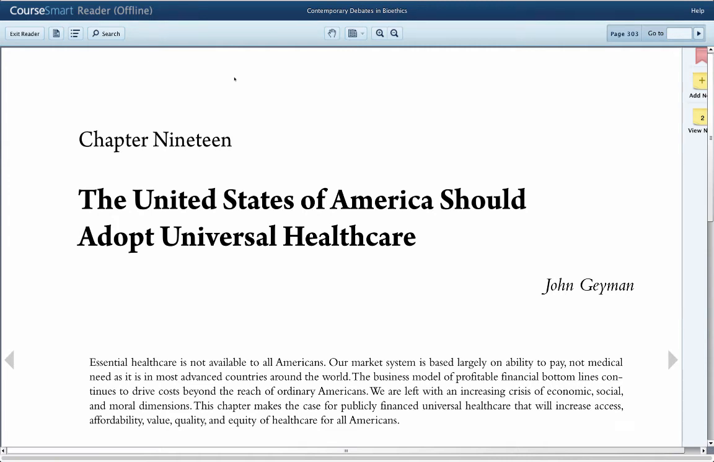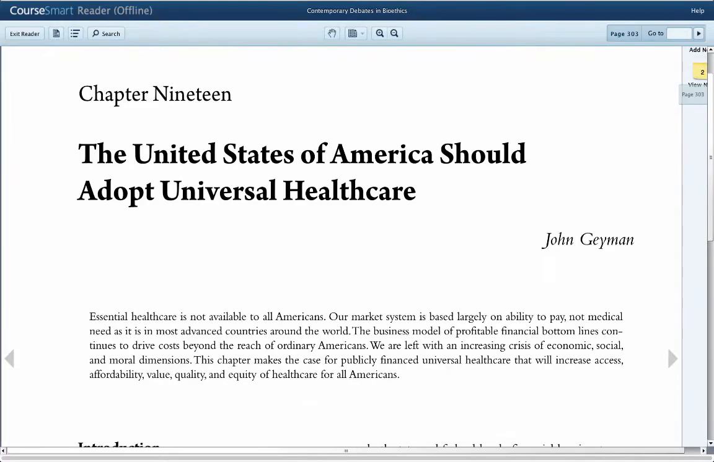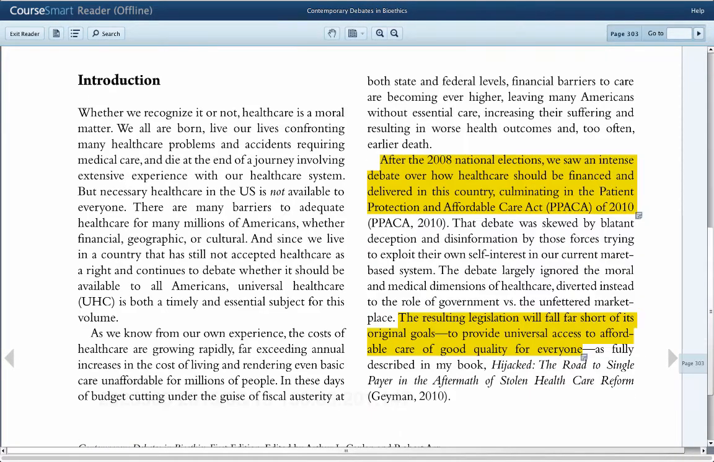Chapter 19 by John Geyman is titled "The United States of America Should Adopt Universal Health Care." Geyman begins by talking in his introduction about how the 2008 national elections led to an intense debate over how healthcare should be financed and delivered in the United States, leading up to the Patient Protection and Affordable Care Act of 2010. However, he believes the resulting legislation is going to fall far short of its original goals, namely to provide universal access to affordable care of good quality for everyone, as he describes in his book.